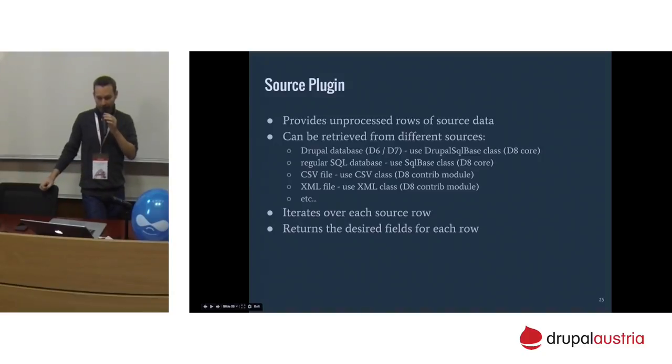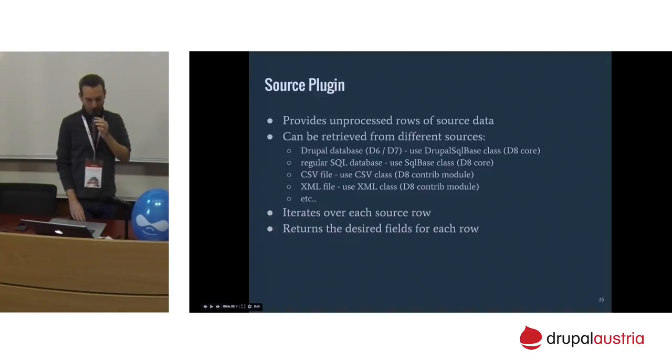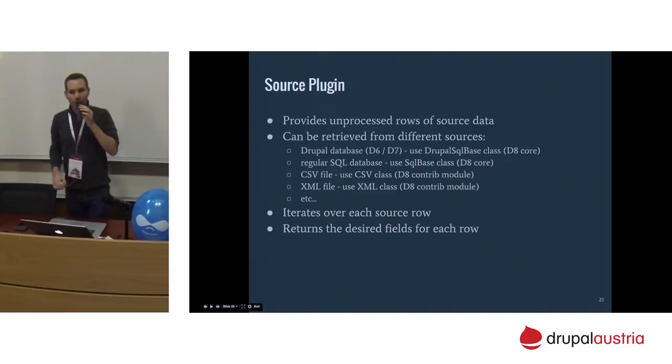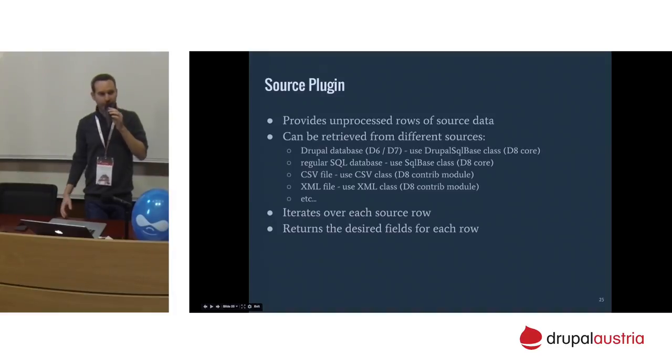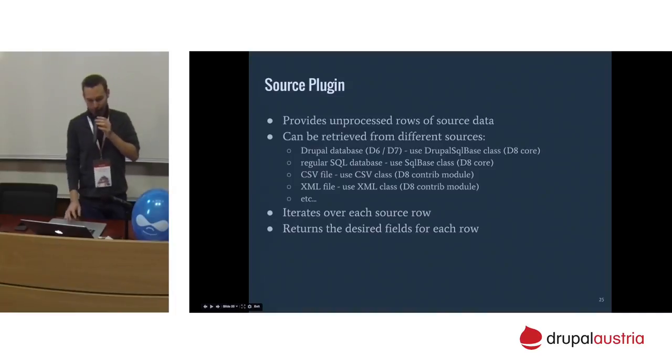Okay, so I already touched this a bit. There are a few types of source plugins available. There's the Drupal SQL-based class, which is available if you want to write your own source plugin. So this class will retrieve data from a Drupal database, so it has some specific functionality to connect to Drupal. There's also the SQL-based source class, which is just for regular SQL databases. And there's sources for other types of formats as well, such as CSV, XML, things like that. So basically, the source plugin will connect to the data source and iterate over each source row and return all the fields that you want to migrate and push those into the next step of the pipeline, into the process plugin.